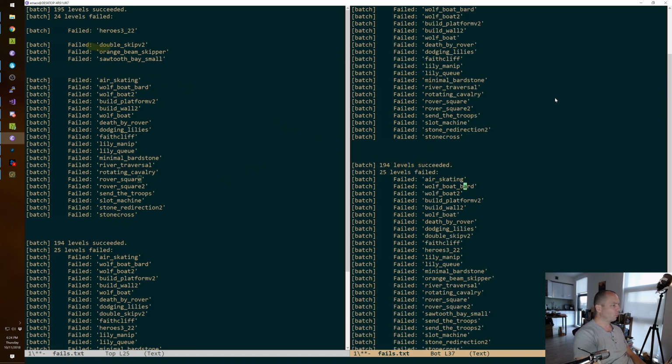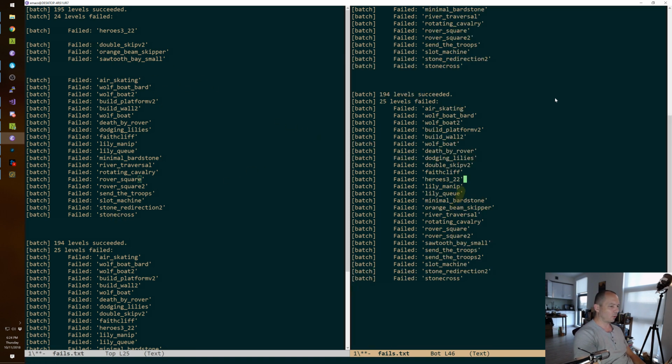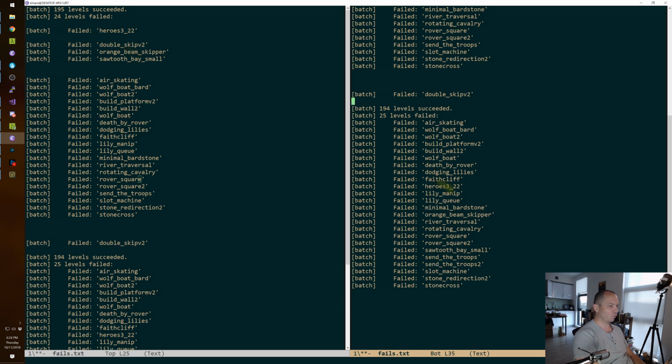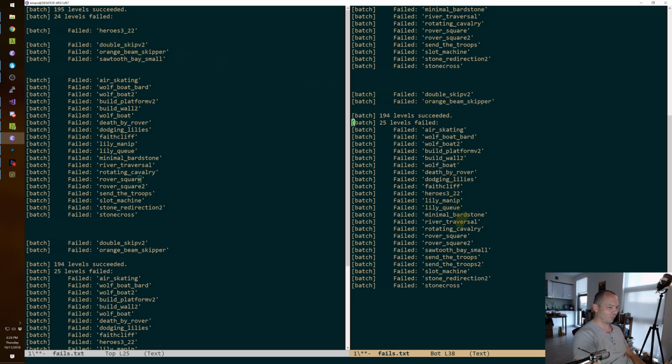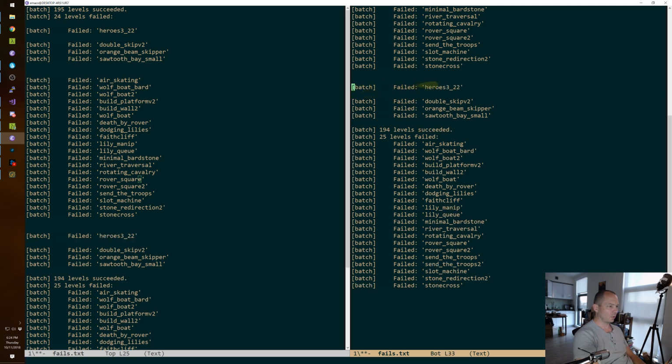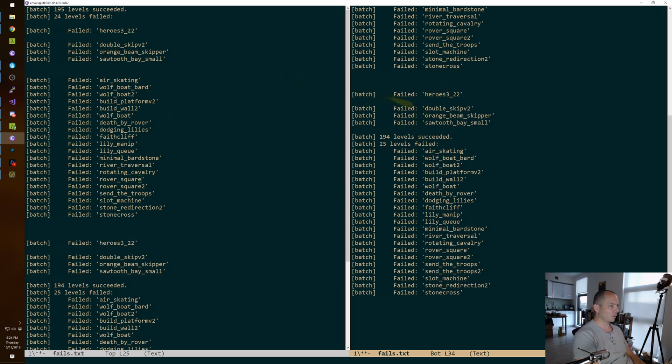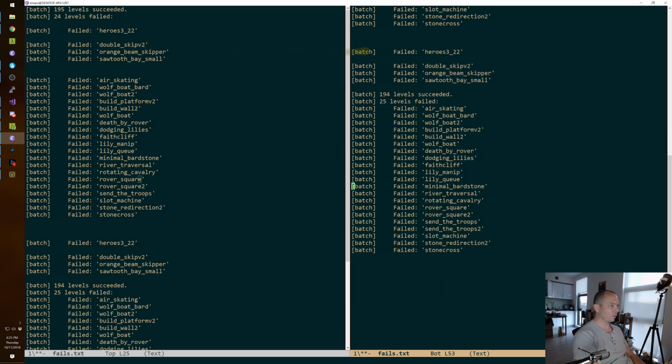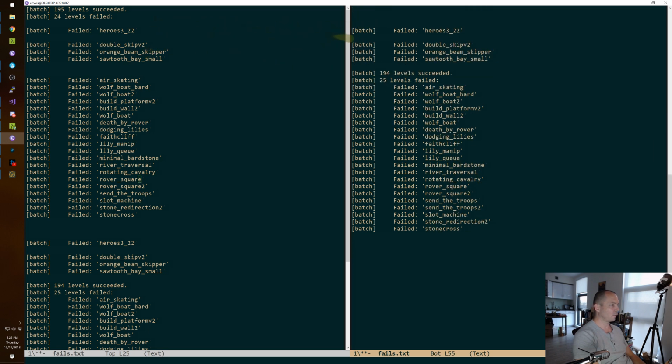Let me just move the other ones. Oh, wait. Okay. So let's move all the ones that we moved, and we'll just make sure it's exactly the same. Sawtooth Bay small. And Heroes 322. And then we're going to put this side by side.